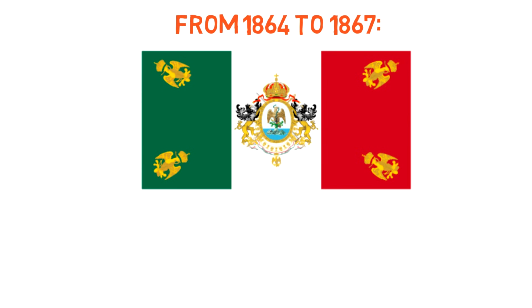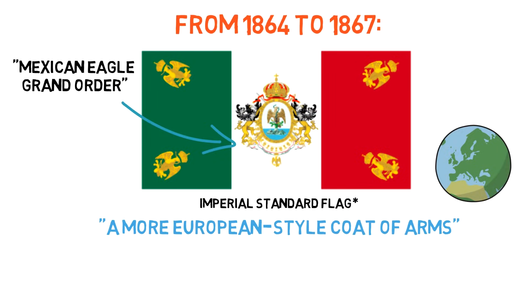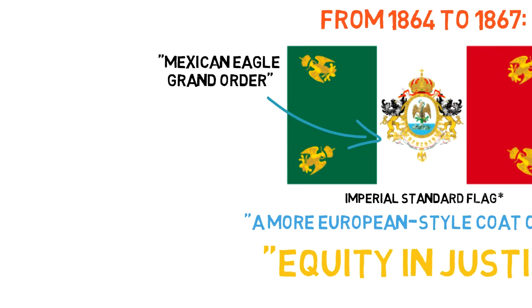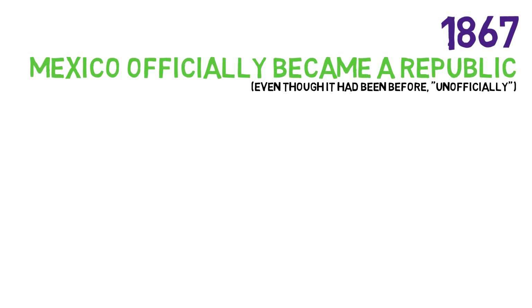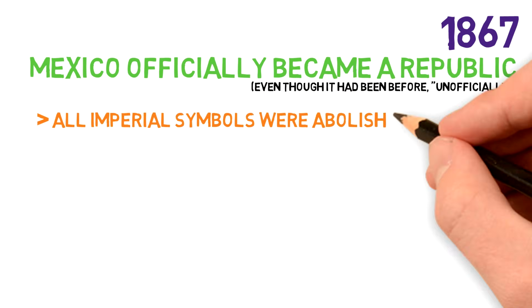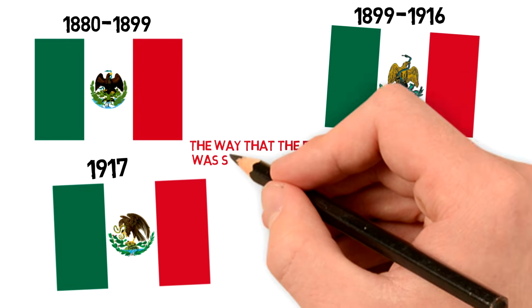From 1864 to 67, the imperial standard and the imperial flag took a more European style in the coat of arms. A collar of the Mexican Eagle Grand Order and a scroll with the words equity and justice was added to the flag. In 1867, Mexico officially became a republic and all imperial symbols were abolished. The Republican flag had a lot of changes, but it essentially stayed the same. These changes were merely the way that the eagle was shown on the flag.